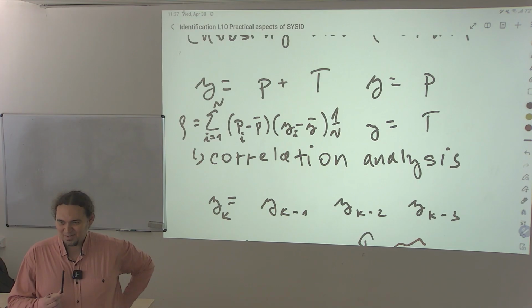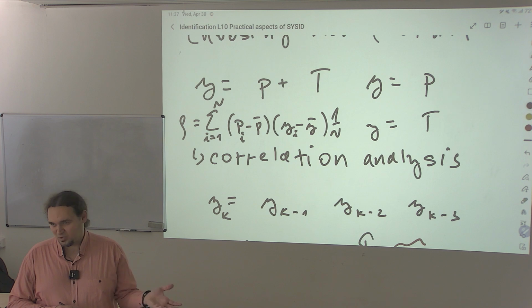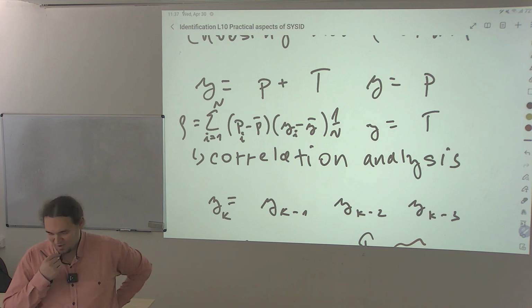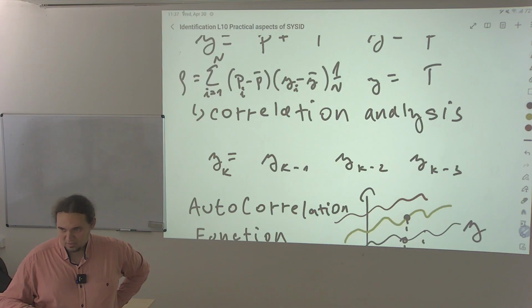You will be even wiser, and you will use not only correlation analysis, you will also use cross-validation. You will create some training data, validation data, testing data to be sure that the model order you are selecting is the correct one.